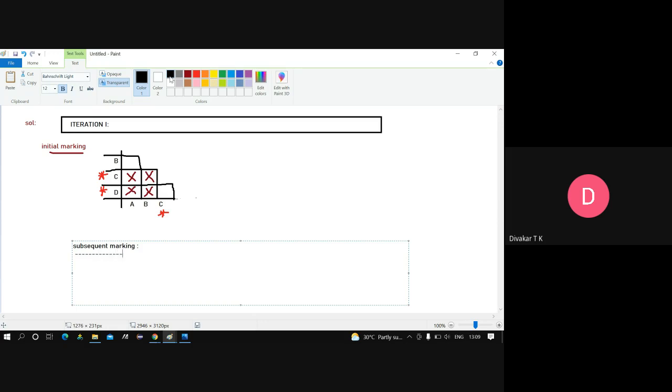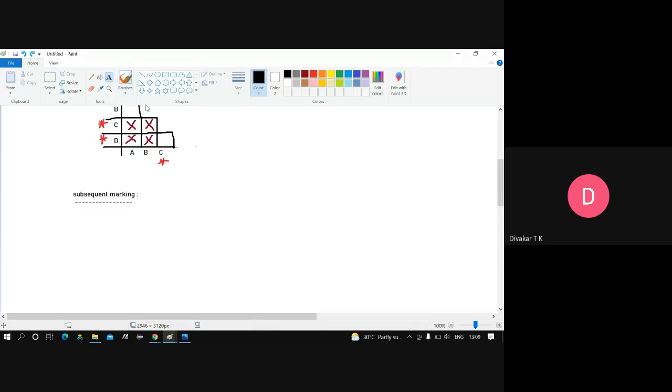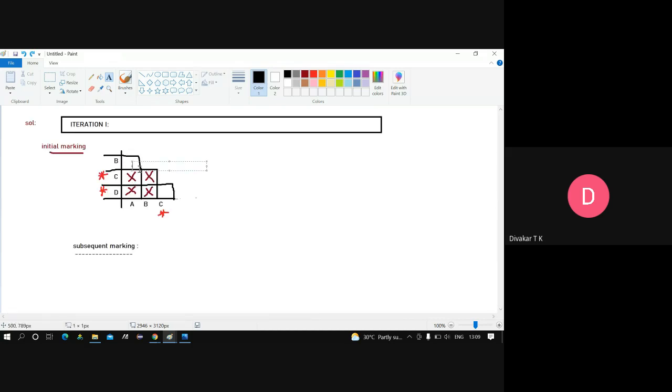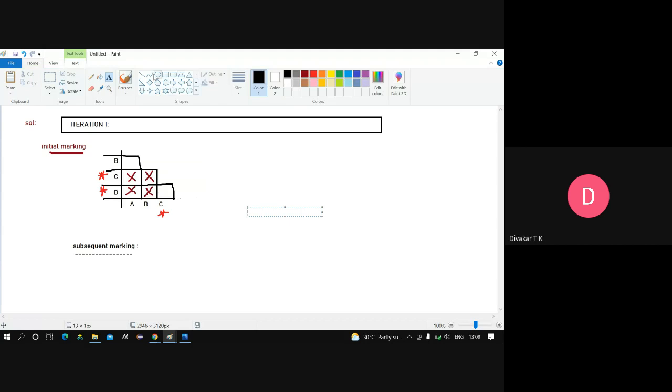How to make a subsequent marking? What are the remaining cells here? Sir, the empty cells are AB and also CD. Two empty cells are present here. Okay, so the two empty cells we are supposed to write. Which are the two empty cells? AB and CD. Easily we can find out. Okay, got the clarity?